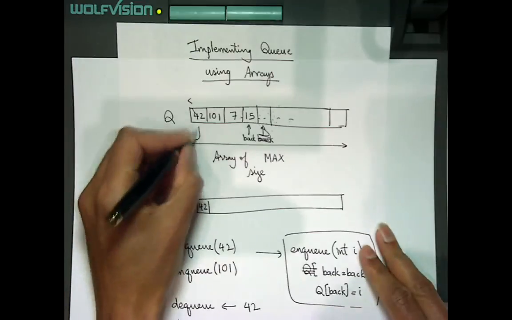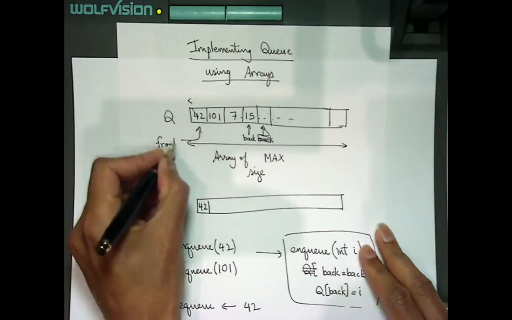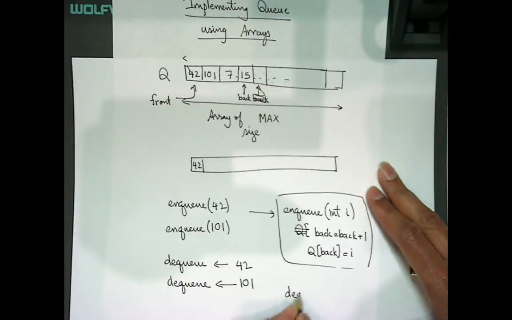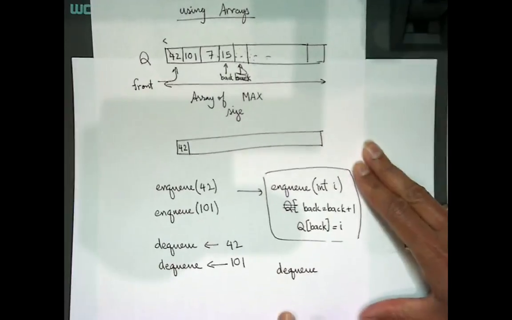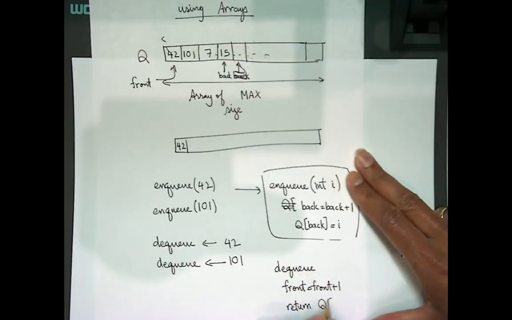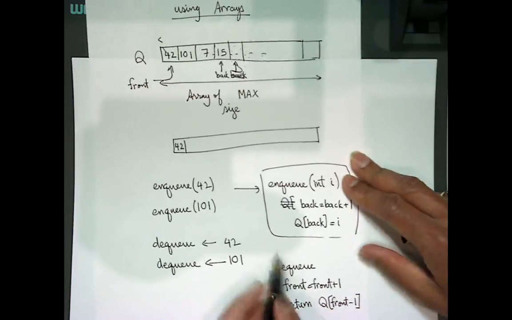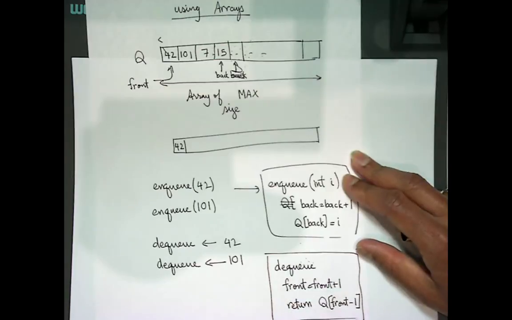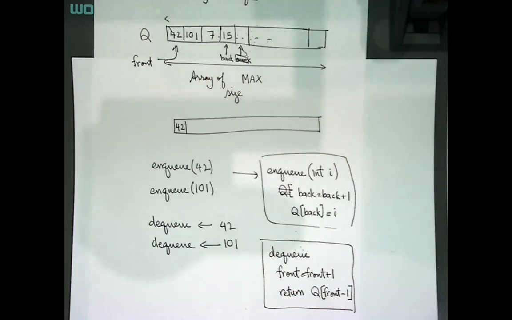So let me write that down. Let's say this is front. So dequeue would simply be front is equal to front plus 1 and return Q of front minus 1. Right? That makes sense? You simply return the element and then you just move the pointer. You just move the index.